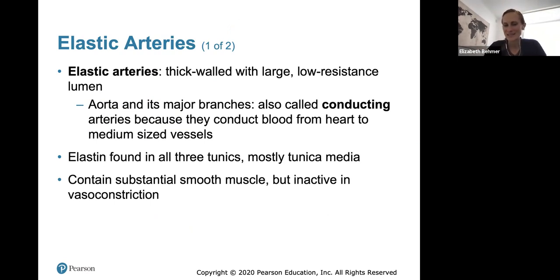We'll have elastin fibers found in all three tunics, mostly in the tunica media, and the elastin helps to allow for stretch of these arteries when blood is ejected through them so that they can withstand the blood flow. They also contain substantial smooth muscle, but they are inactive in vasoconstriction. So these are not the arteries that your sympathetic nervous system controls to try to constrict.